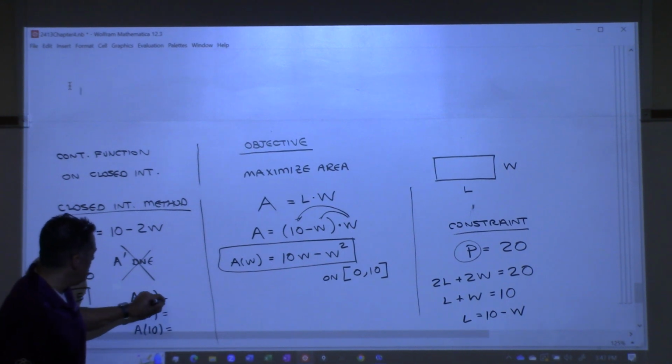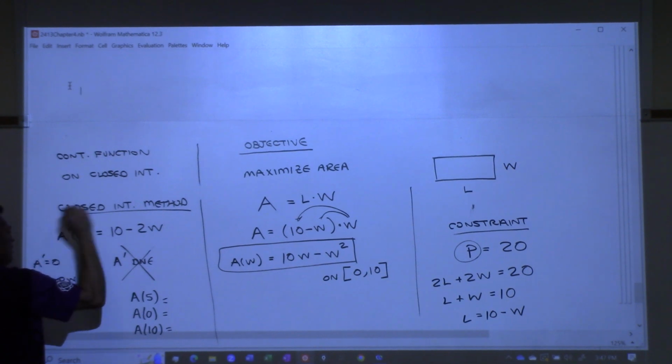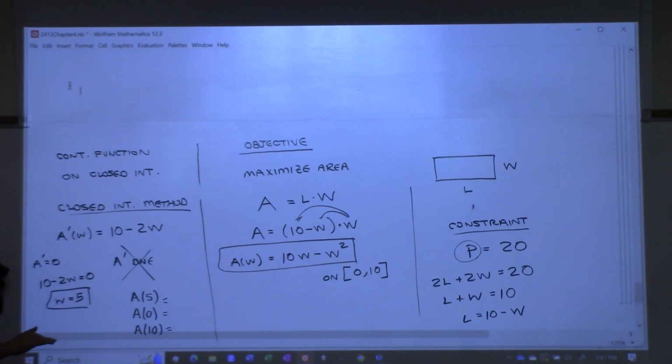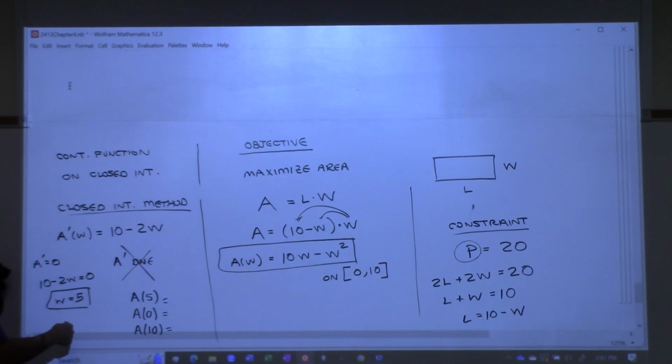See, the closed interval method says that, look, if you've got a continuous function on a closed interval, that you've got to reach a highest and lowest point. And it's either going to be at the endpoints or it's going to be at a critical number. And so we found the critical number. We know the endpoints. We're going to evaluate the function at these things. And then whichever is the biggest answer is going to be the maximum.